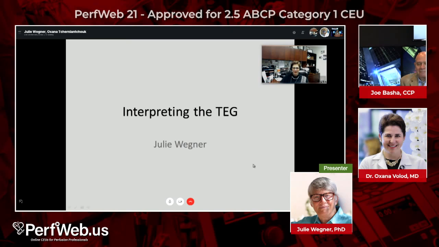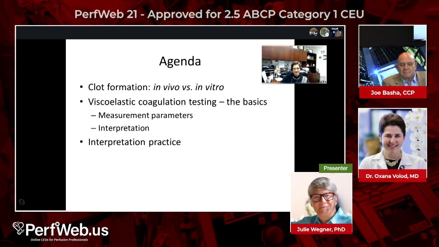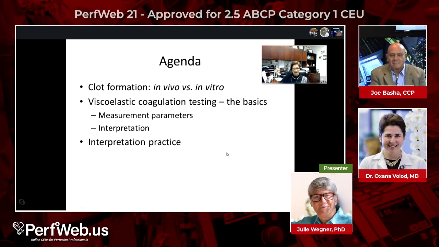All right. So today I'm going to talk a little bit about interpreting the TEG, just the basics part of it. And then Dr. Vlad will go into the more serious stuff about coagulation. So the agenda for me is to discuss clot formation in vivo and in vitro, because it's important to understand the distinctions between the two relative to what information you're actually getting. And then a little bit into viscoelastic coagulation testing, again, the basics, specifically looking at the TEG, the thromboelastograph. I'll look at the measurement parameters, as well as how to interpret them. And then we'll go through and do a little interpretation practice, or again, just the basic stuff and how to interpret what the TEG is trying to tell you.